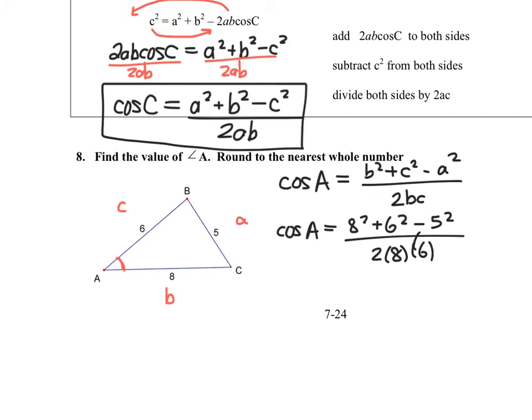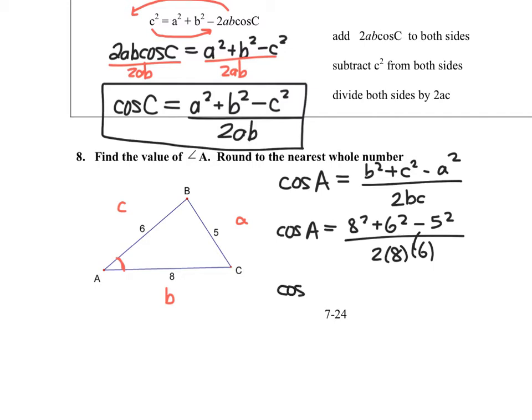Just notice, going back to the formula, that the first two letters that you're adding match the 2AB on the bottom. They have to match, and then the cos C, the angle here, matches the side that's being subtracted. So if you remember that, you really don't even have to look at the formula sheet, but obviously it's going to be there for you.